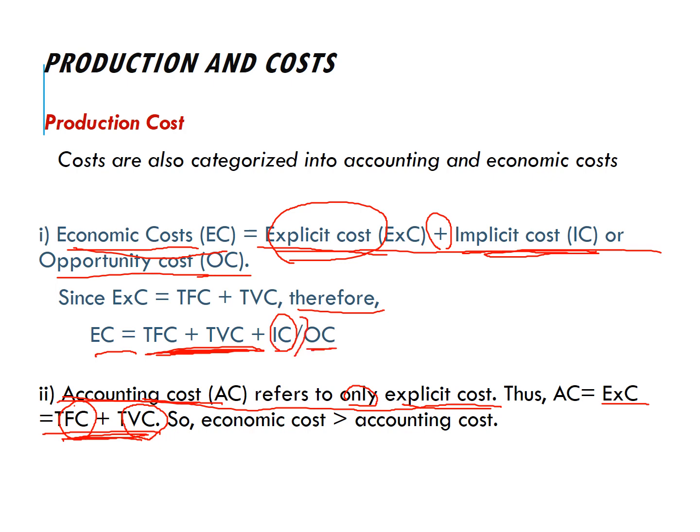This is not a symbol for divide. No, this is an option, another term we use to refer to implicit cost, which is opportunity cost. So if you realize here, economic cost is actually bigger than accounting cost, because this is accounting cost and this is economic cost. So what happens to the profit? What's the difference between accounting profit and economic profit?